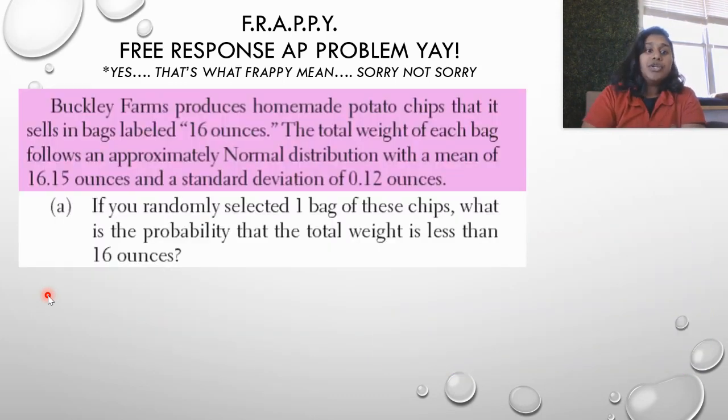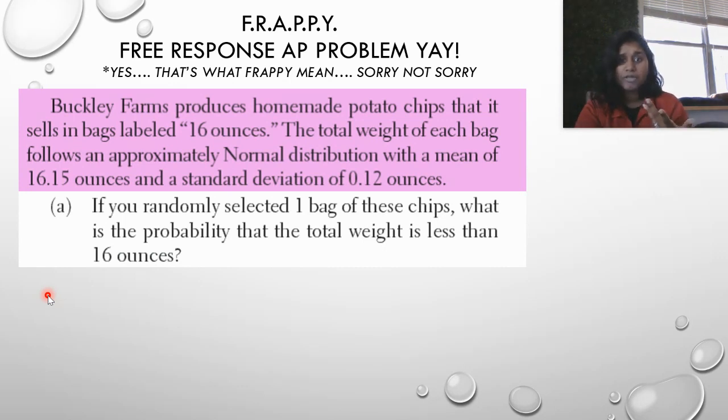All right. So Buckley Farms produces homemade potato chips that it sells in bags labeled 16 ounces. The total weight of each bag follows an approximately normal distribution with a mean of 16.15 ounces and a standard deviation of 0.12 ounces. If you randomly selected one bag of these chips, what is the probability that the total weight is less than 16 ounces? Cool. So I'm looking at a probability, so I'm thinking probably z-scores, normal distribution, all sorts of important stuff they told me. Not only did they tell me it was normal, they gave me the mean and the standard deviation. So I really am ready to start this question.